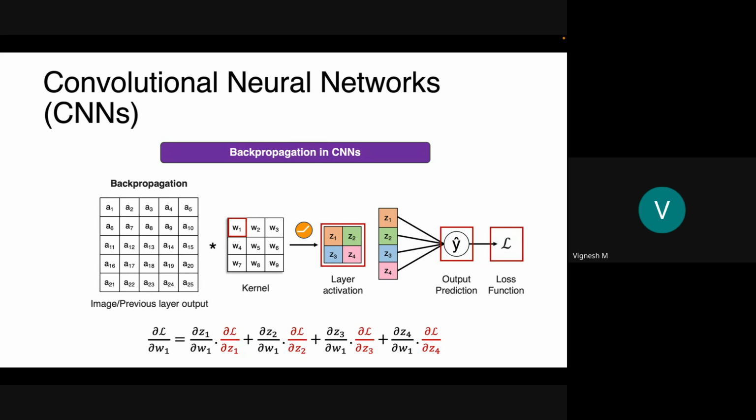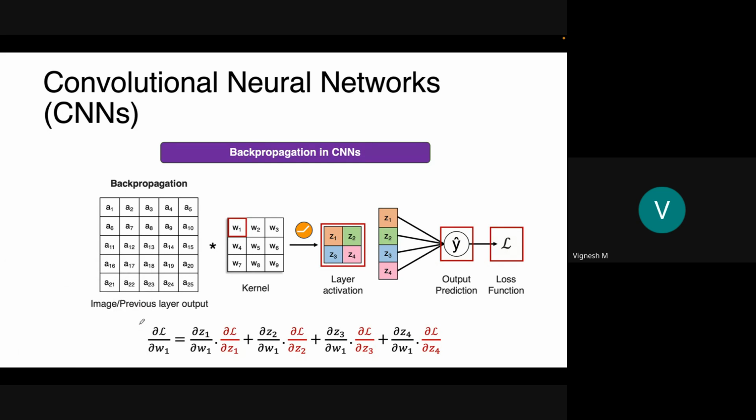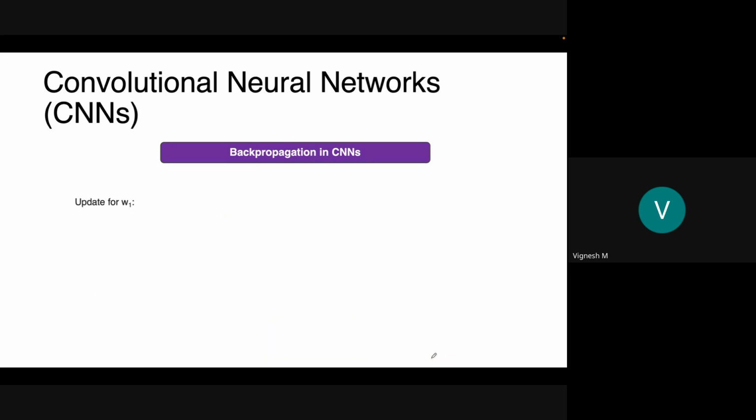Okay. People are with me till here? Yes. Now let's look at this part now. Let's look at what happens to this equation, because it's nice after this. Okay, let's put it up. So update for W1 is like this, right? Dou L by dou W1 is this.